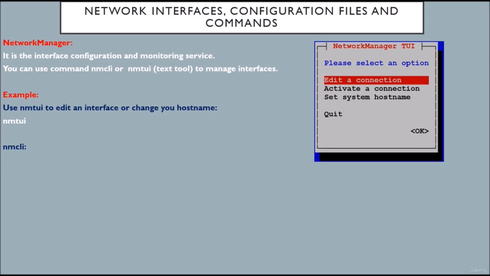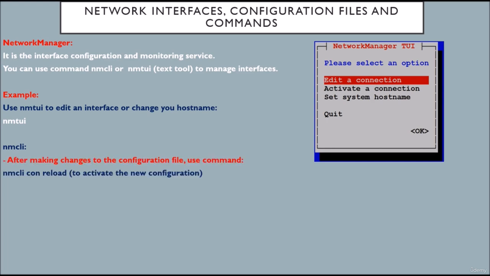Another important utility is nmcli. After making changes to the configuration file, if you were changing anything related to your network configuration, then you can run nmcli con reload to activate the new configuration. Make sure you run that. The commands have changed from previous Red Hat and CentOS Linux systems. Some commands still work, but you may want to use this command after making changes to the configuration file.